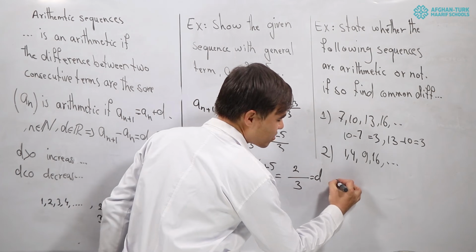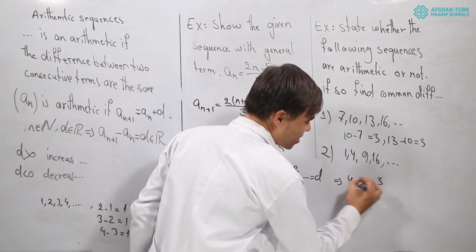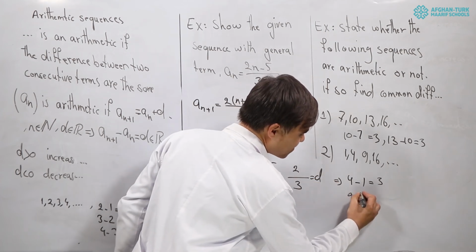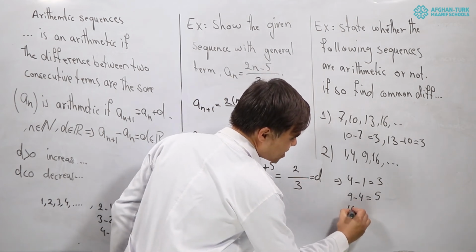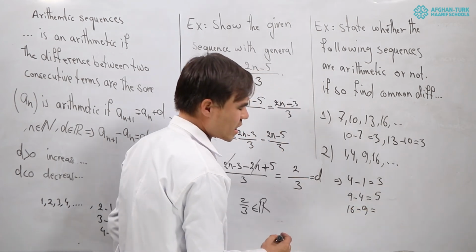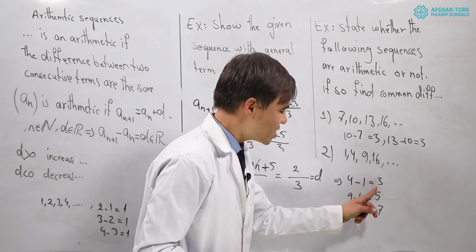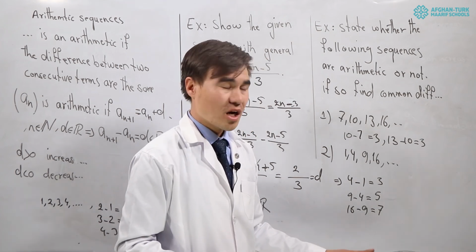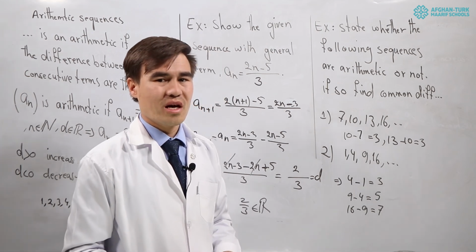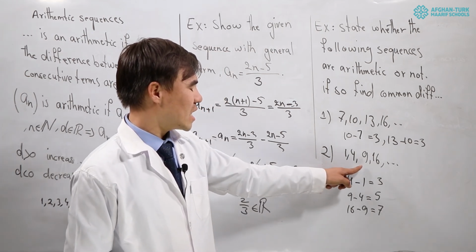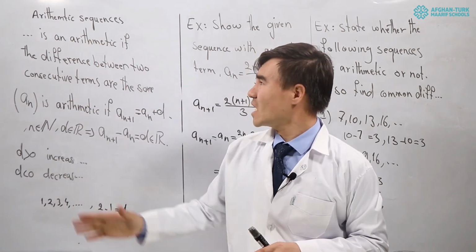Let's check the second one. 4 minus 1 is equal to 3. 9 minus 4 is 5. And 16 minus 9 is 7. As you see, the common differences are not equal to each other. So the second numerical example does not show an arithmetic sequence.